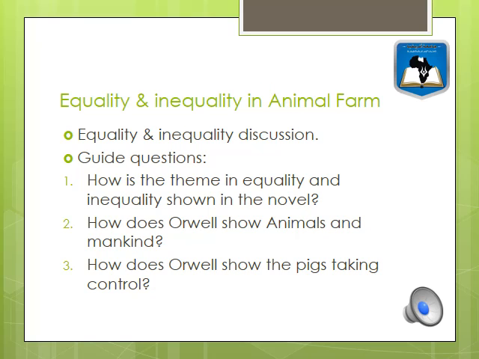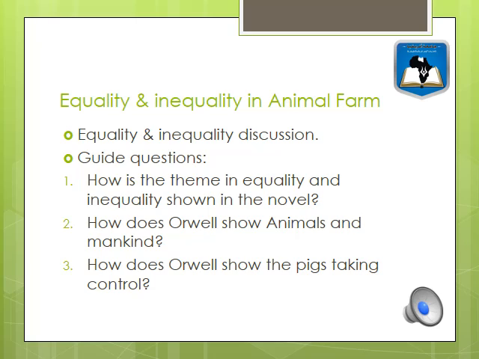Okay, so now we turn to studying equality and inequality in Animal Farm. We discuss it. In Animal Farm, Orwell uses the animals and their actions to make the reader think about equality and inequality. For in 1917, the majority of Russian people suffered from great inequality. They had far less money and food than the ruling class. So classes divided the society.